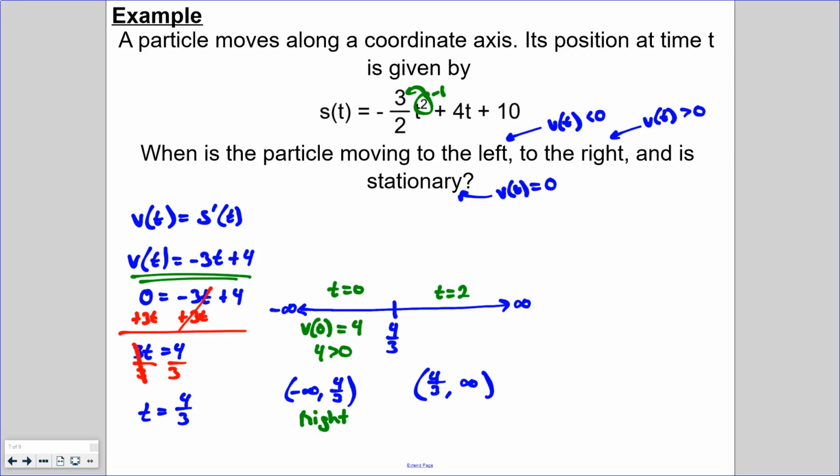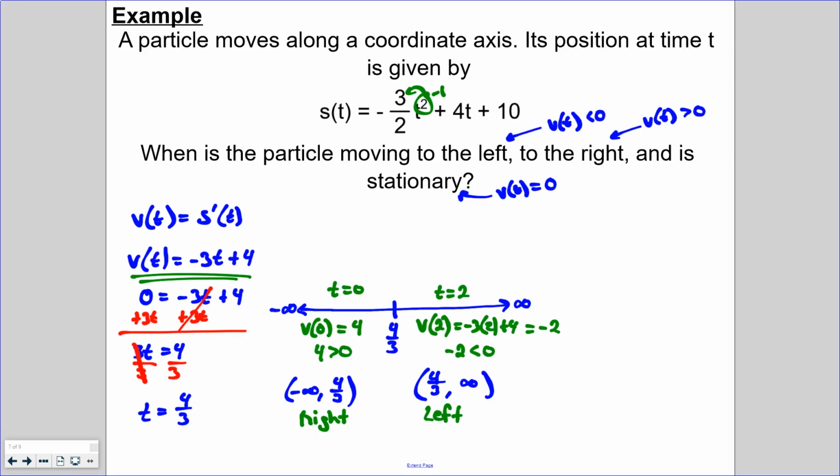Then for the next interval, we're going to do v of 2, meaning we're plugging t equals 2 into our velocity function. So that's going to be negative 3 times 2 plus 4. And that's going to give us a value of negative 2. And negative 2 is less than 0, which means over this interval, we're going to be moving to the left.